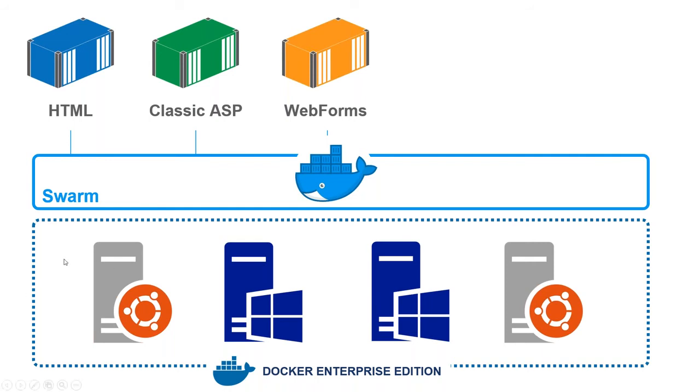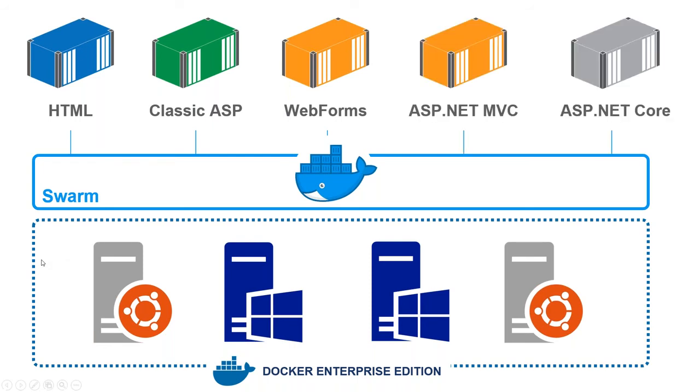I could also use this cluster to run newer applications. I could run ASP.NET MVC. I can even run .NET Core applications. My .NET Core applications might be running in Linux containers on my Linux servers, but I'm going to manage them all in the same way. I'm going to have Docker images which have my applications packaged. It doesn't matter whether it's classic ASP or brand new ASP.NET Core running on Linux. I'm going to build them into images and store them in my registry, and I'm going to run them by running containers on my cluster.